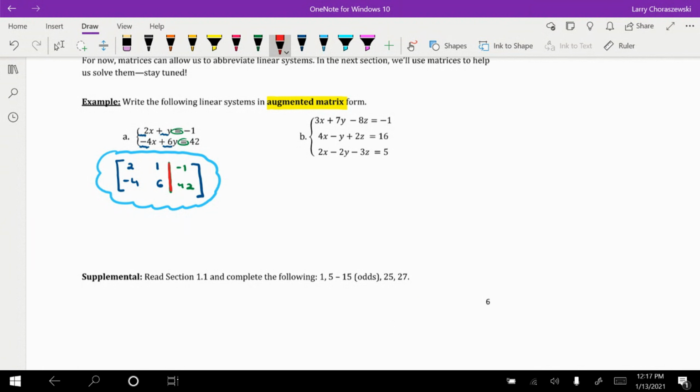Now, it's important that all of your variables line up in the original linear system. So they line up here. We have x on top of x, y on top of y, and they also line up in the second equation. But if any of your variables are shuffled out of order, you want to make sure that they're all lined up with each other before you throw it into an augmented matrix format.